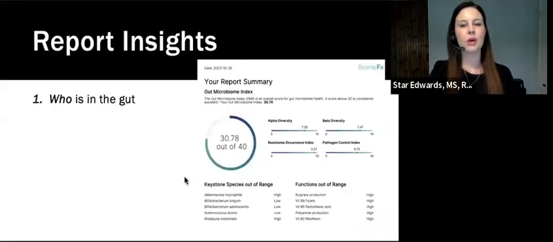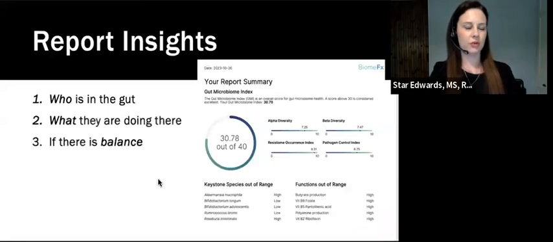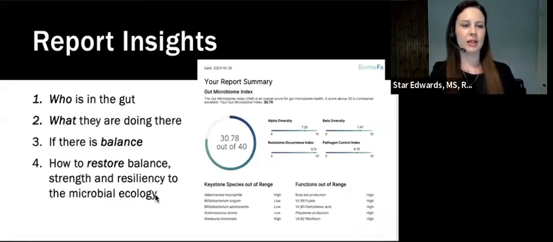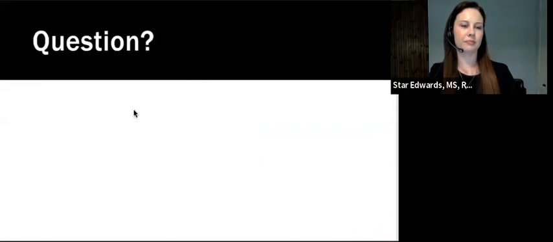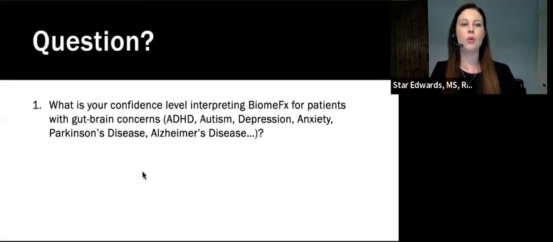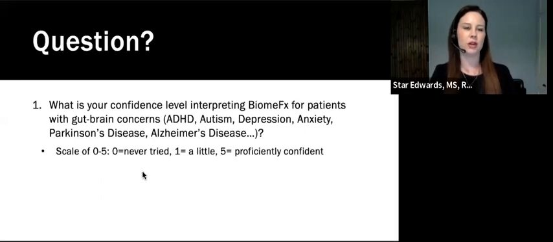From a high level, what you will learn from the report is who is in the gut, what they are doing there, if there is balance, and how to restore balance, strength, and resiliency to the microbial ecology. So I've got a question to start us off with. Will you let me know what is your confidence level interpreting BiomeFx for patients with gut-brain concerns?